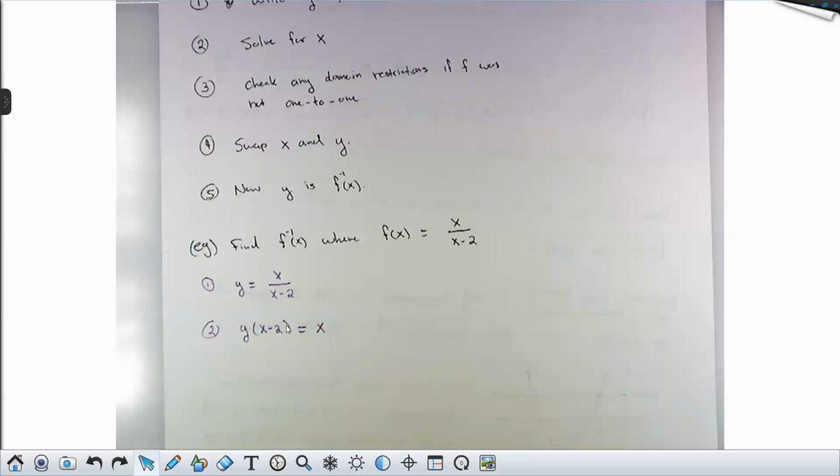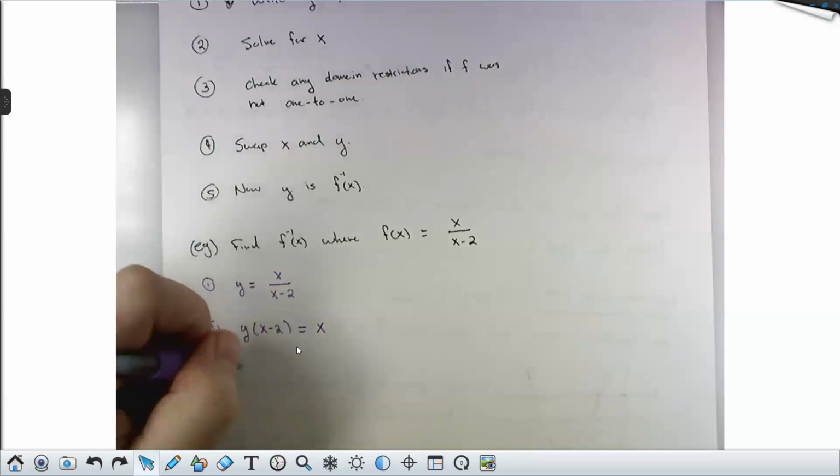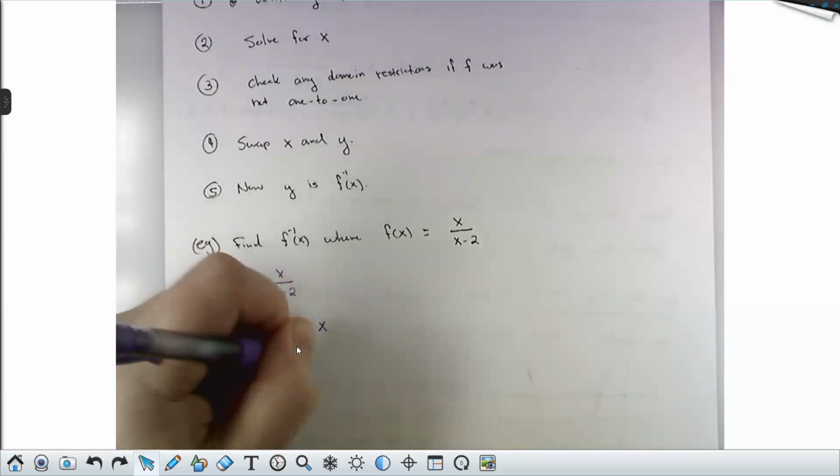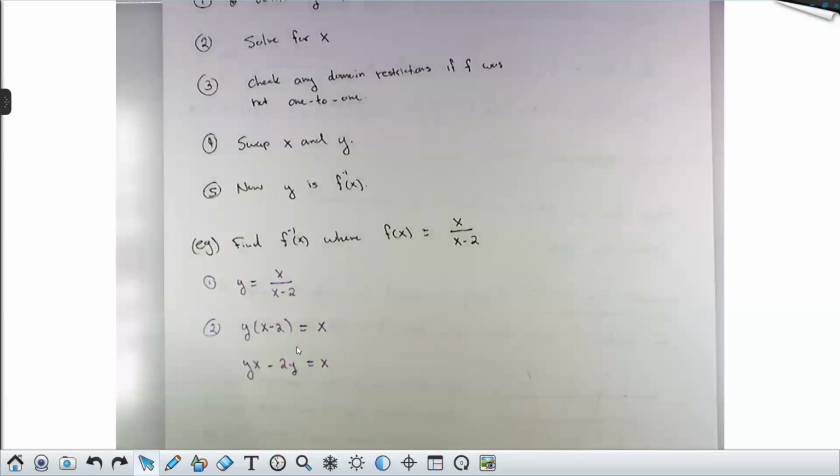Would you subtract the x from the left and add it to the right? That's very close. So before I do that, your first step there, subtracting this x over, is great. Before I do that, let me distribute this y. So then I'd have y times x minus 2y equals x.